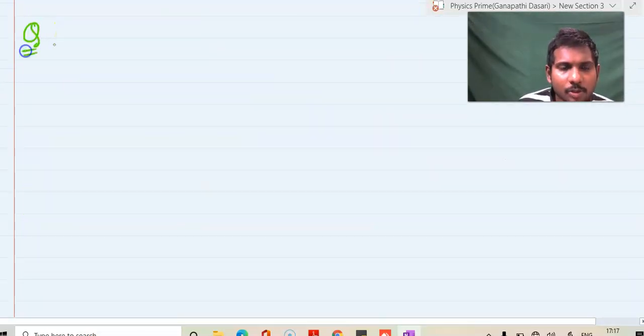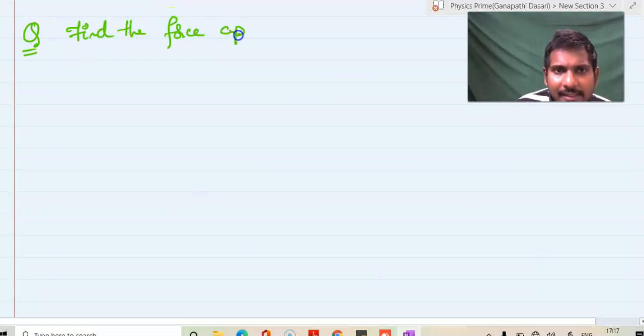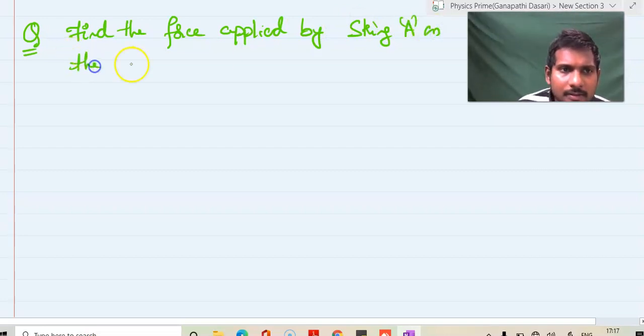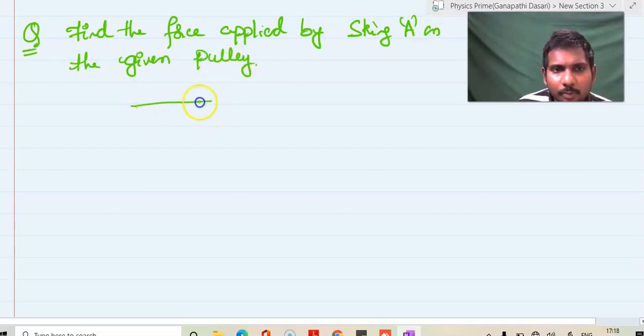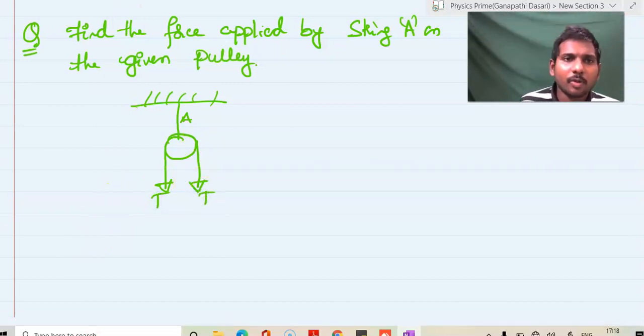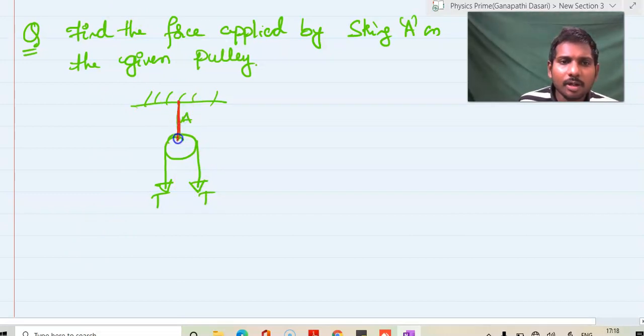Let us see this question. Find the force applied by string A on the given pulley. So if the pulley is like this, and this is string A, here the string is having a tension T and this is also having tension T. So now the question is, what is the tension force applied by string A on the given pulley?